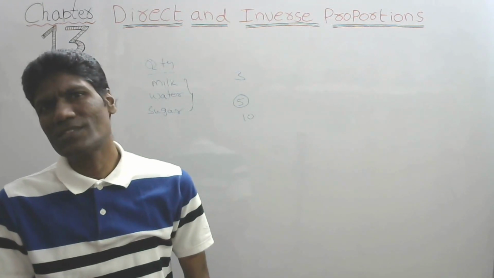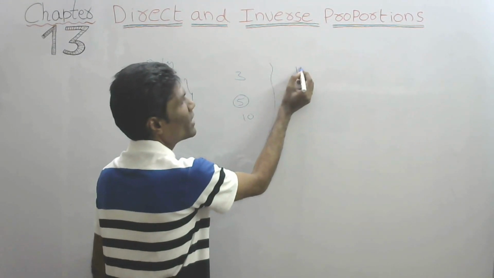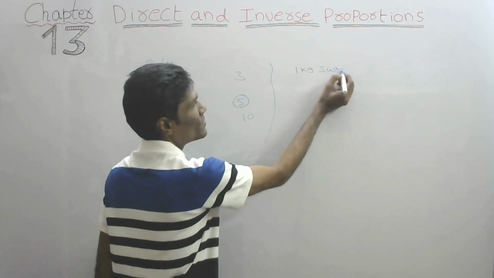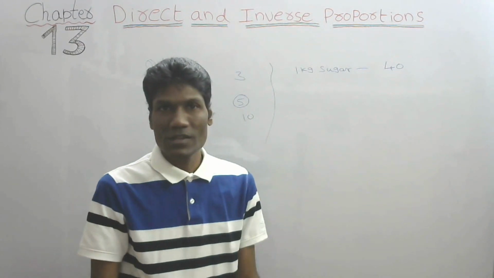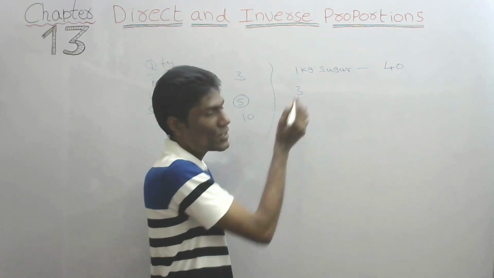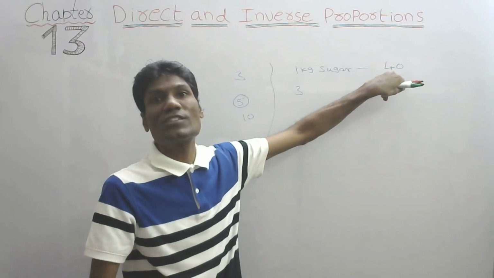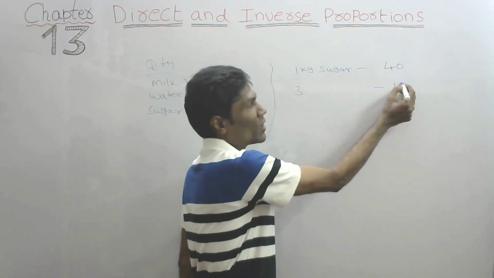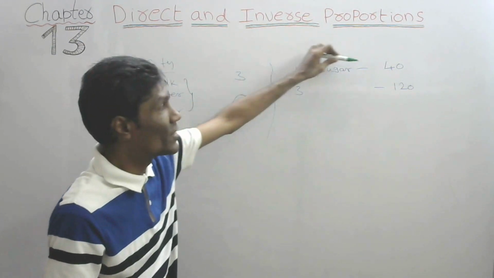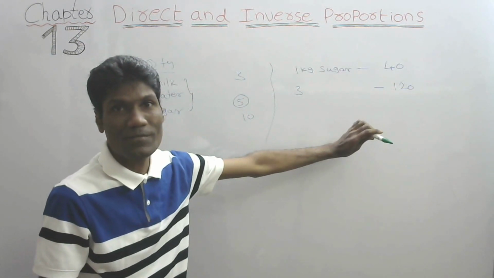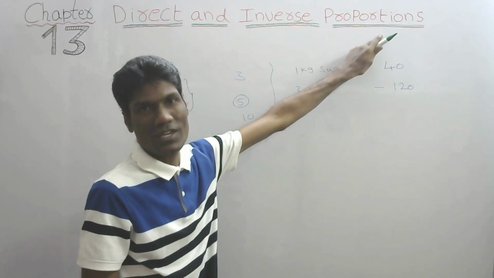Let us take another example. Say, I want 1 kg of sugar. It is costing me, say, 40 rupees. Say, if I purchase 3 kgs of sugar, then what will be the cost? Is it same as 40 rupees? No, it will change. How much will it be? 120 rupees. So when I am changing this quantity of sugar, then the price is also changing. Such a relationship is called proportion.